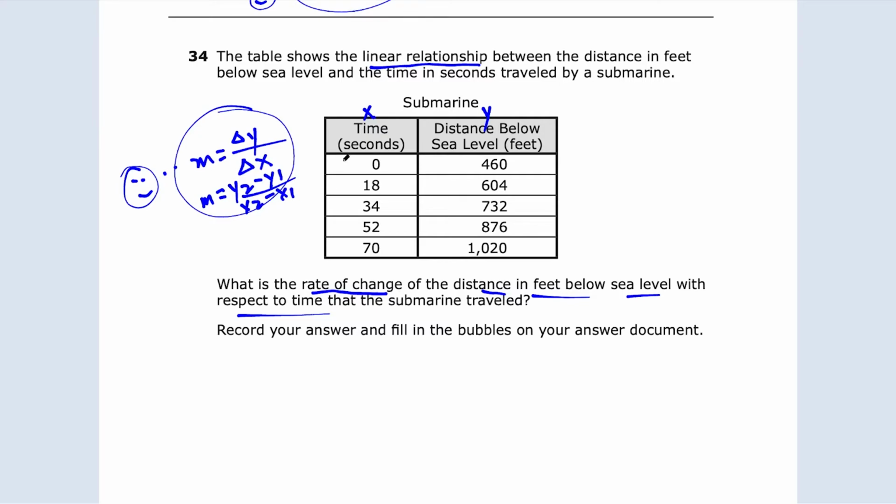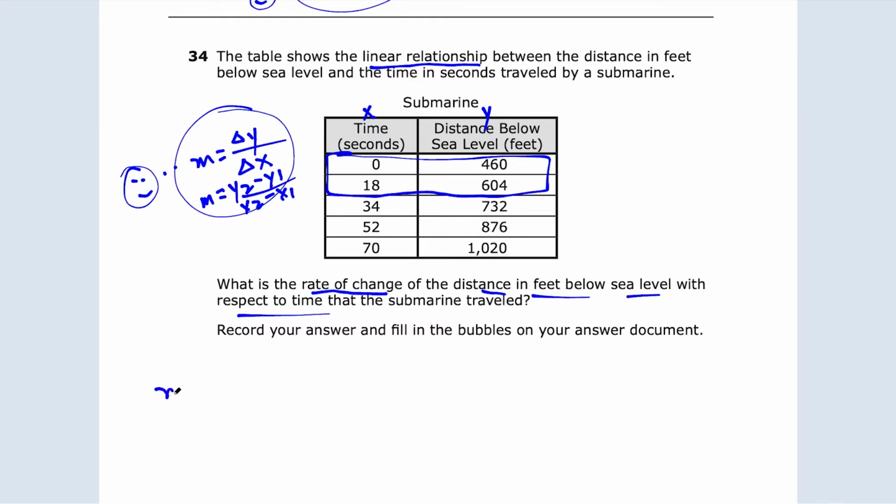So what we could do here is just pick any pair of points to find the slope between them. And I'll pick the smallest numbers that we have in our list, which is 0, 18, and then 460, 604, because the other numbers just get way too big. But no matter which pair that I choose, I would still get the same answer.